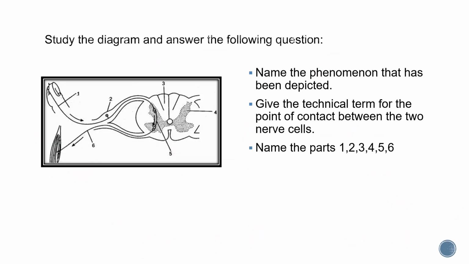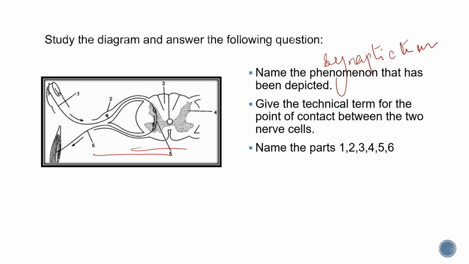Now let us see here in this diagram, we are studying the diagram first and answering the following questions. So the first question is: name the phenomena that has been depicted here. So what is the phenomena? We know that these are the components of a reflex arc. So what is the thing happening here? This is actually synaptic transmission, right? So synaptic transmission is happening here.